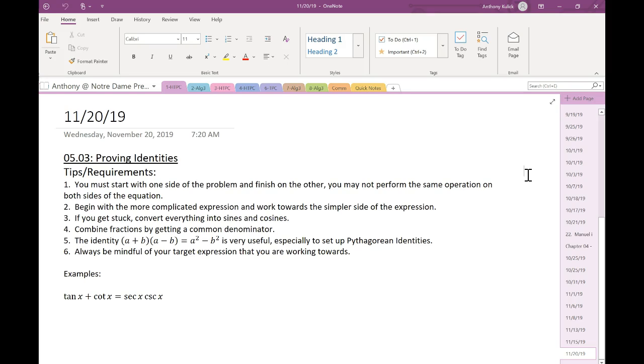And then 6, be mindful of your target expression that you're working towards. What is the other side of the equation supposed to look like? Oftentimes, that'll be useful in trying to make a decision as to what to do.